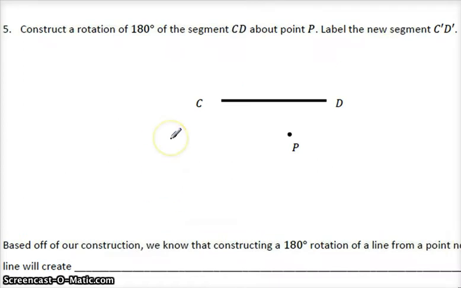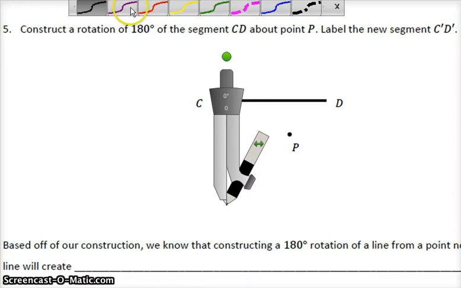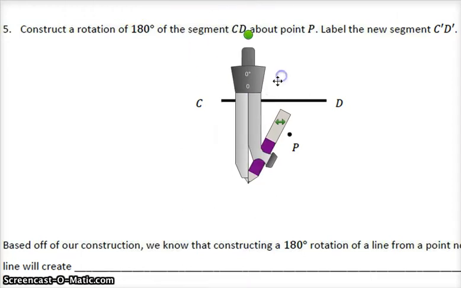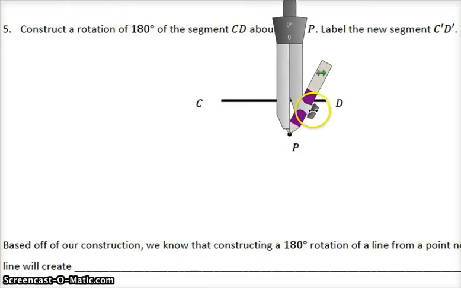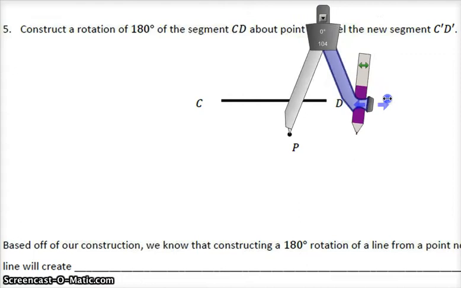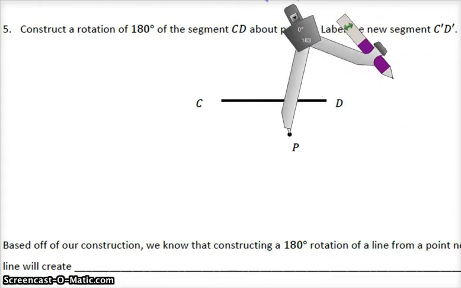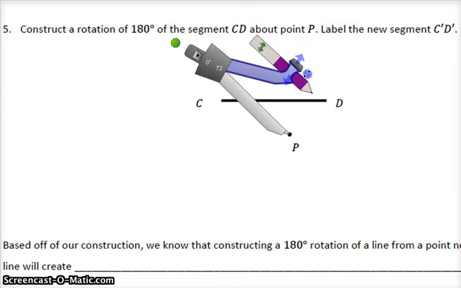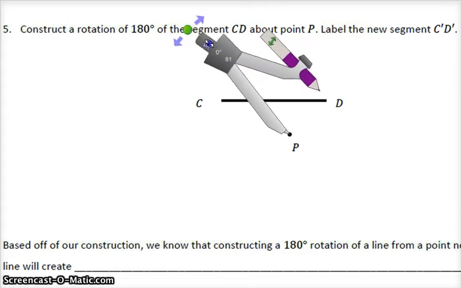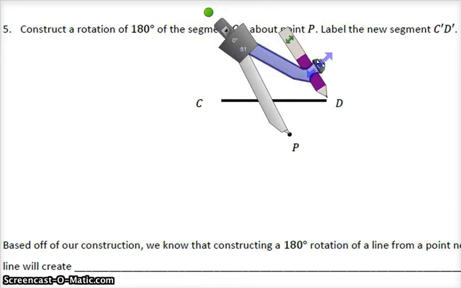Now, with number 5 here, we have construct a rotation of 180 degrees when the point's not on the line. So it's going to take a little bit more steps, but same process. We're going to start with either point, but we always start with our center of rotation as the clear piece in our compass. So our clear spot of our compass should always be on the point P. Once we're on that point P, we'll extend. I'm just going to extend so I can see my turn here, but we want to extend to either point C or D. Doesn't matter which one you choose to start with because we're going to do it from both points anyway. So if I start with C here, I'll get a little bit closer in.